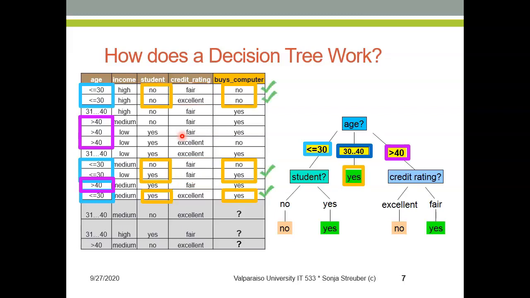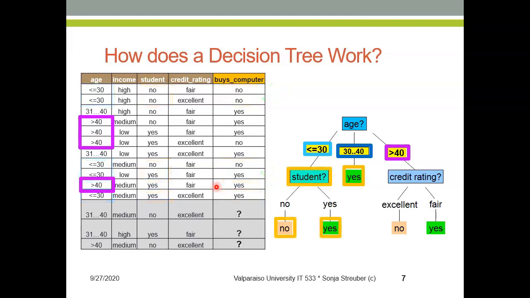Now let's take a look at student. We're seeing if age is less than or equal to 30 and student equals no, we're seeing that buys computer is clearly no. But if student is yes, then buys computer is a yes. That means that age in combination with the student status is a good predictor for buys computer for the age of less than 30 branch of our decision tree.